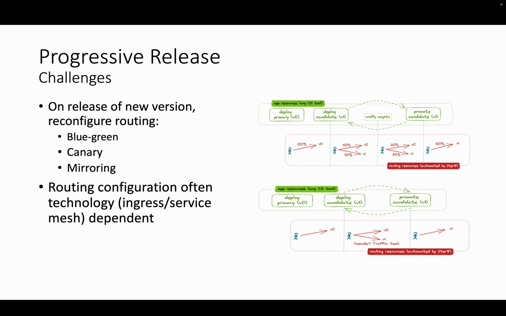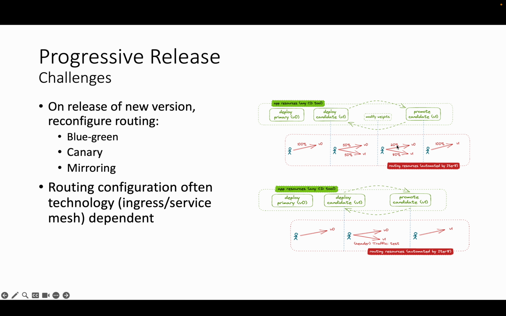Finally, let's explore progressive release. Progressive release is a technique in which, after we deploy a candidate version, the traffic is rerouted so that some portion of it goes to the candidate version. Traffic can be routed based on a percentage, as in blue-green routing, or based on the request itself using perhaps the header or a cookie, as in canary rollout.